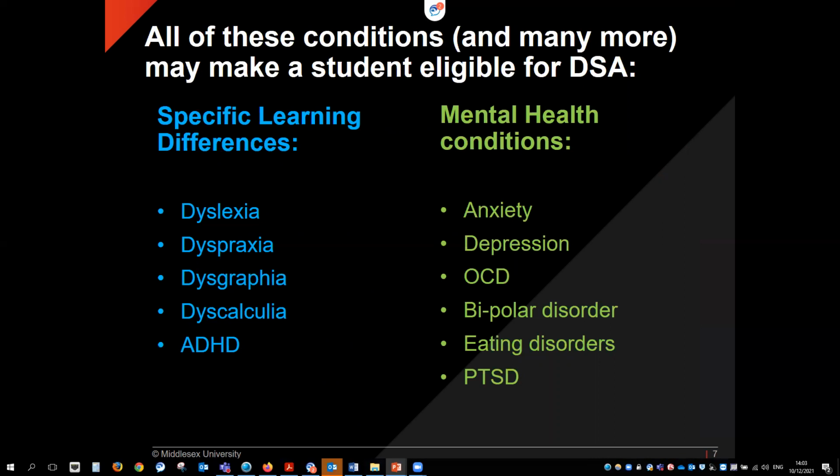So the first criterion would be, of course, that they have a disability, and some of the disabilities will be specific learning differences, such as dyslexia, dyspraxia, dyscalculia, and ADHD. Also, all the mental health conditions: anxiety, depression, OCD, eating disorders, post-traumatic stress disorder, and of course, many, many more that obviously we are not able to cover here.